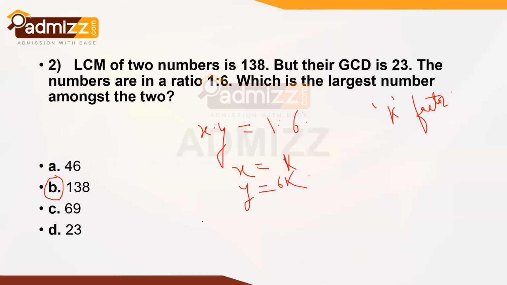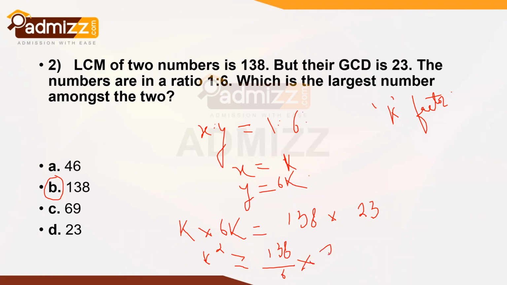Now, what we know is that the product of these numbers, k times 6k, is equal to the product of their LCM and their HCF or GCD, which is 138 times 23. So k squared comes out as 138 times 23 over 6. With this, you get a certain value of k, and we have to find the largest number among the two, which is 6k, obviously. So 6k comes out as 138 only. Was this clear to everyone?